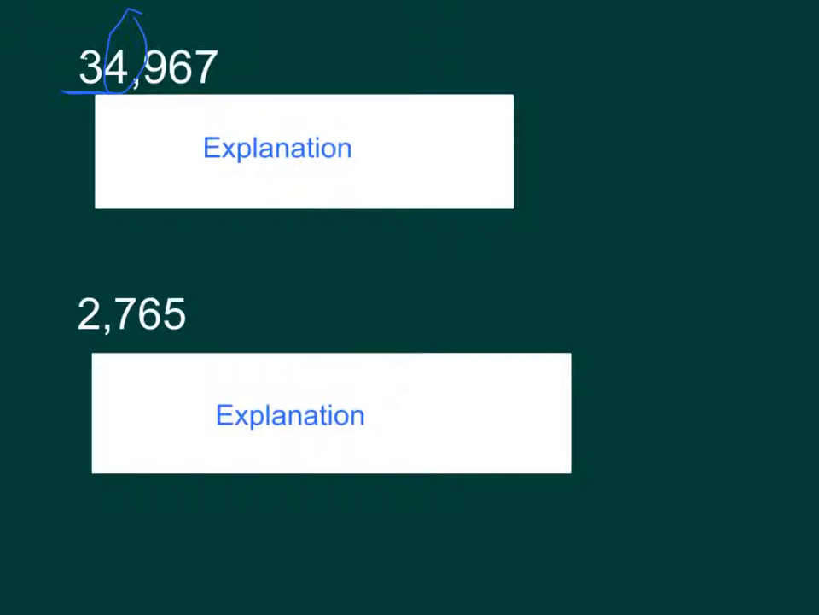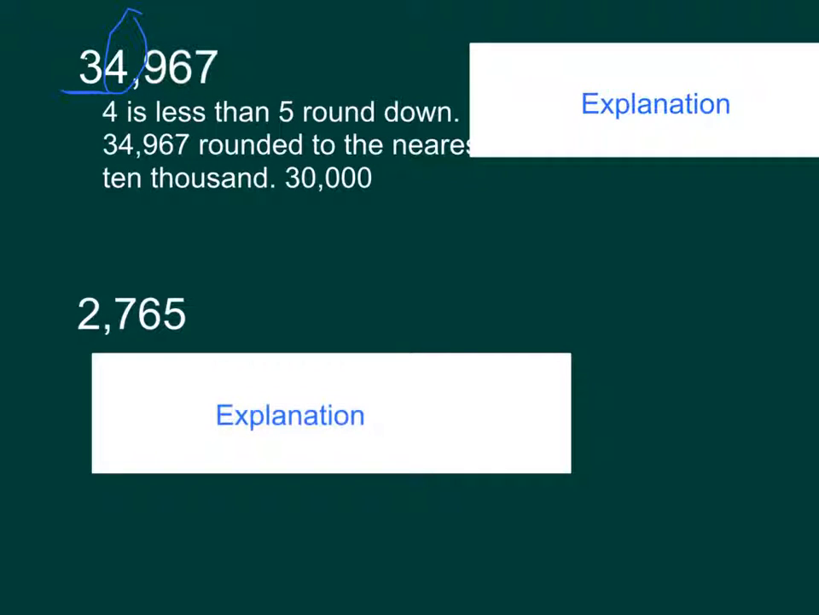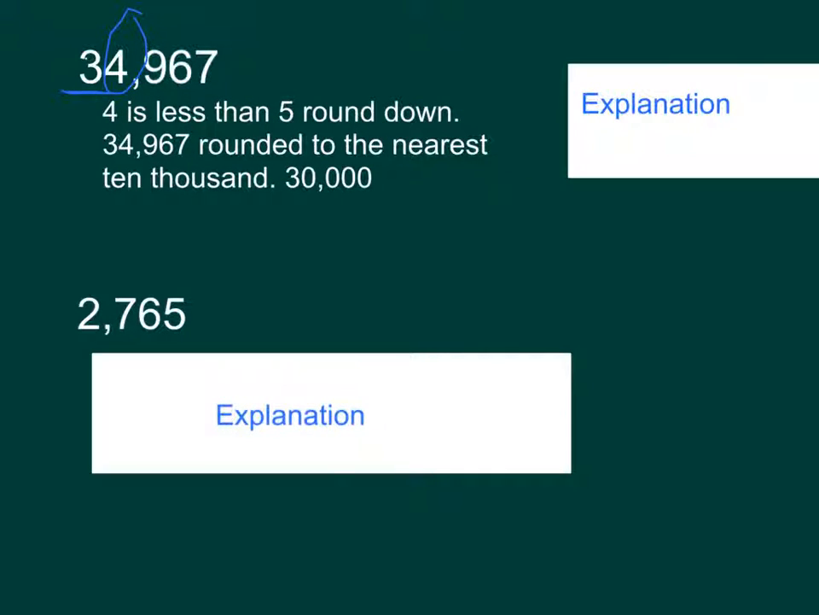If we take a look at the explanation, the 4 is less than 5, so we're going to round down. If we round down, the 3 stays the same and everything else becomes zeros. So 34,967 rounded to the nearest 10,000 would be 30,000.